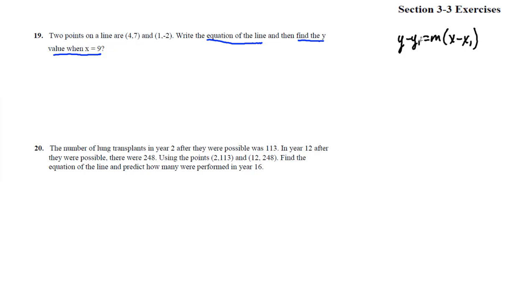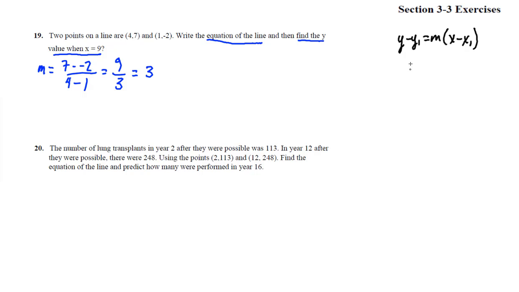Here's y minus y1 equals m times (x minus x1). That's kind of the no-think way. We just need the slope and one of the points to stick in. So let's first find the slope. That's good. So slope is y minus y over x minus x. We get 9 over, what is that? 9 over 3. So a slope of 3.